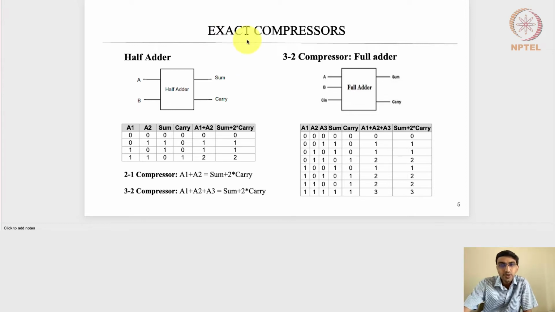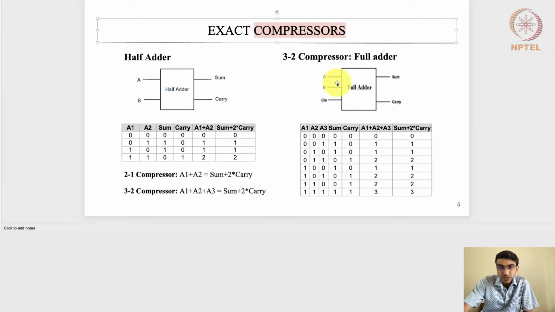Let's take a quick look at the compressors. What do we mean by compressors? When we apply this half adder or the full adder into our partial product, so as to reduce the partial product stages, we call it a compressor. So it is basically compressing from the higher length of the partial product stack into a lower length. The very primitive compressors could be a half adder or a full adder.